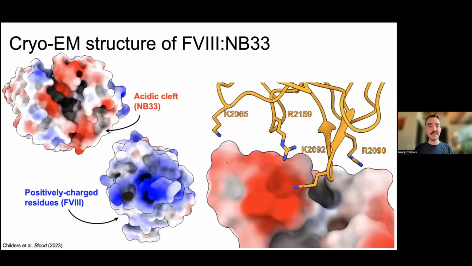Looking at the electrostatics of this interaction, interestingly, this antibody uses a negatively charged acidic cleft to target these positively charged residues on the C1 domain. So it has these negatively charged residues, and it's going to target these 2 lysines and 2 arginine residues, and it's going to dock on there. And that's really how it's going to specifically target that region of factor VIII.